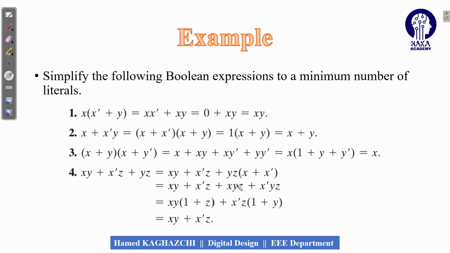Now, after adding and I expand these two terms, I can see that here we have xy common in these two, and x prime z common in these two. If I take factor, I will have xy (1 plus z), or x prime z (1 or y). 1 or z is 1, 1 or y is 1. As a result, I will have xy or x prime z. Now you can see that using the theorems and postulates, I can reduce the Boolean functions to the simplest one.